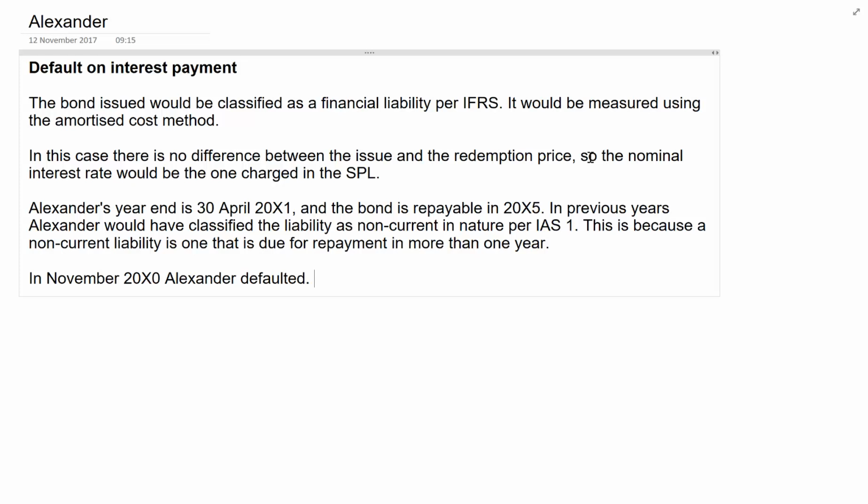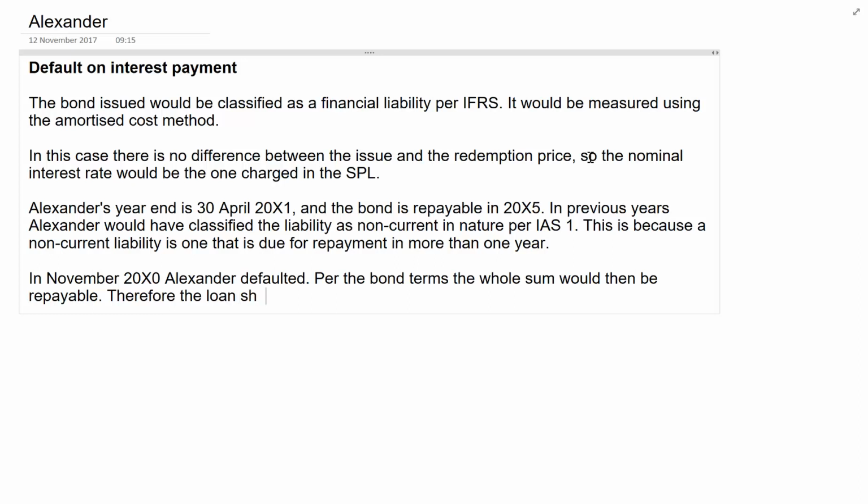So all I'm going to state here is what happened in the question. Alexander defaulted per the bond terms. The whole sum would then be repayable. Therefore, the loan should be reclassified at this date as a current liability.